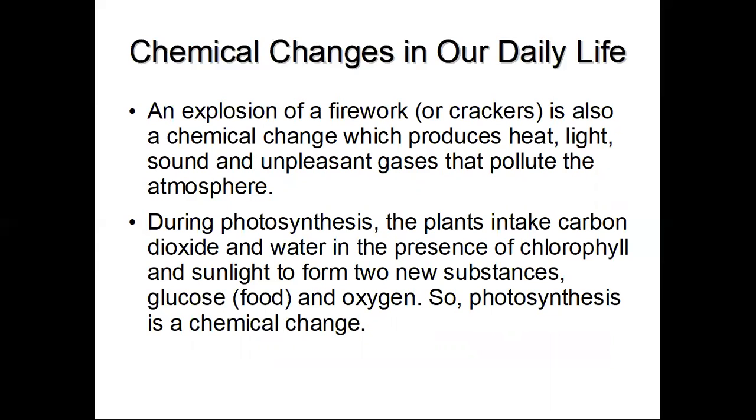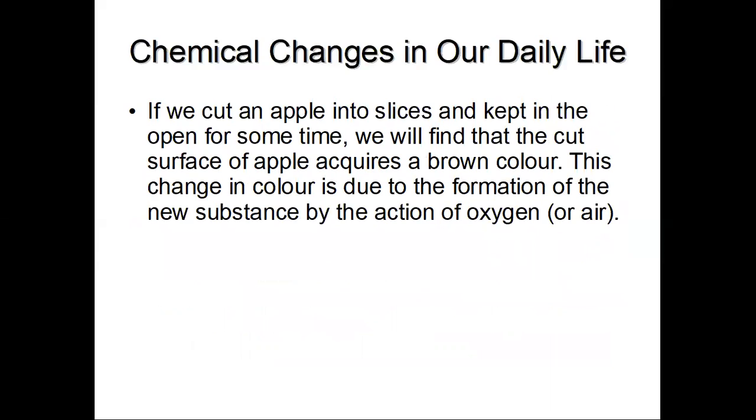During photosynthesis, the plants take in carbon dioxide and water in the presence of chlorophyll and sunlight to form two new substances, glucose and oxygen. So photosynthesis is a chemical change. If we cut an apple into two slices and keep it in the open for some time, we will find that the cut surface of the apple acquires a brown color. This change in color is due to the formation of a new substance by the action of oxygen.